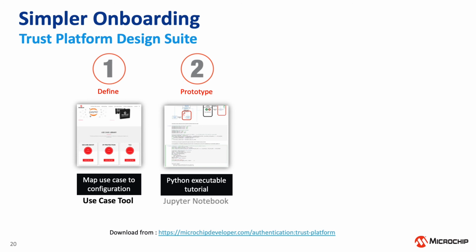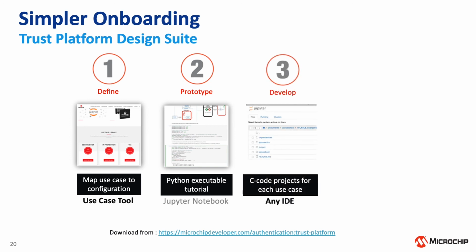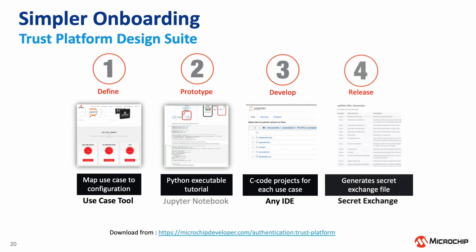Then we have Python executable tutorials that will run from your laptop and talk directly from the laptop to the secure element, to test that the config of your secure element and the credentials you put there are working. Then we also wanted to provide you with C code projects, turnkey projects, especially for the AWS IoT mutual authentication. That's what I'm going to show. We also provide the C code projects of the equivalent use case. And then we provide a utility that helps generate the secret exchange file that you'll need to provide to the Microchip provisioning service. So I'm going to switch out of the PowerPoint and show you what I'm talking about.